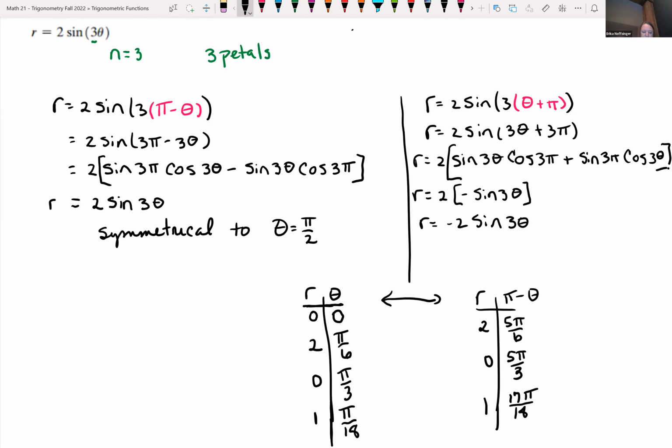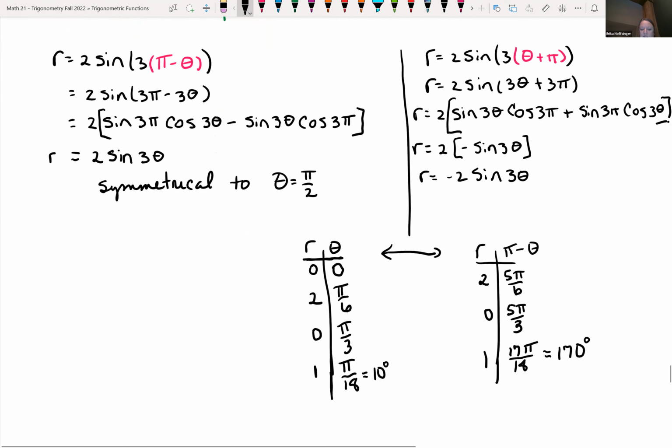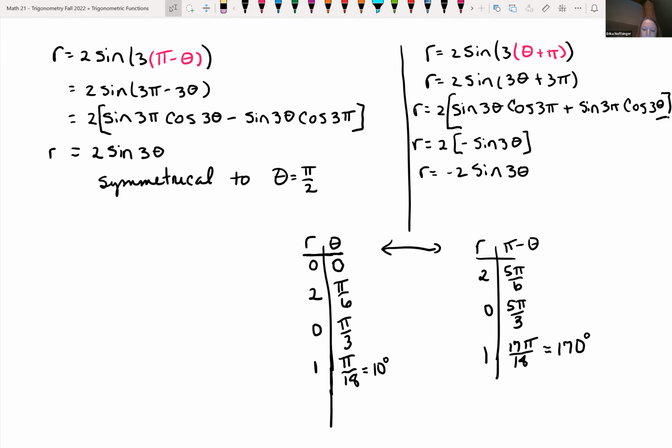So let's convert that pi over 18 into degrees. Recall we would multiply that by 180 over pi, and let's get what that would be in degrees. It is equal to 10 degrees. So 10 degrees, and 180 minus 10 is 170 degrees. Thinking to myself, what other ones would we know if we plug it in there?